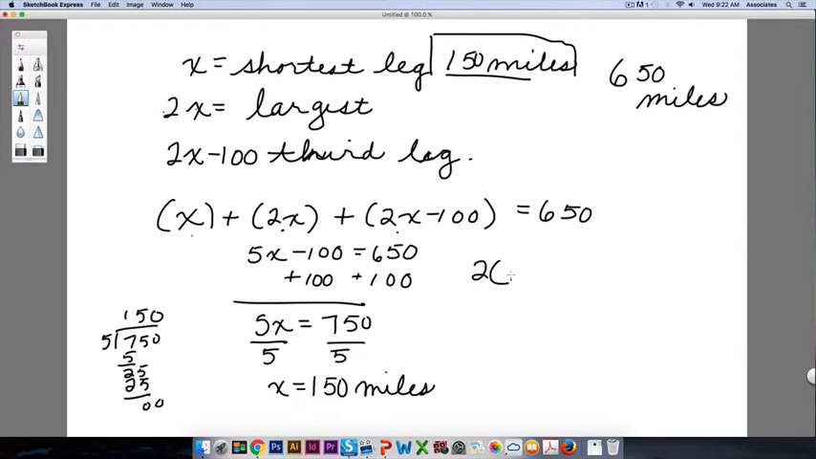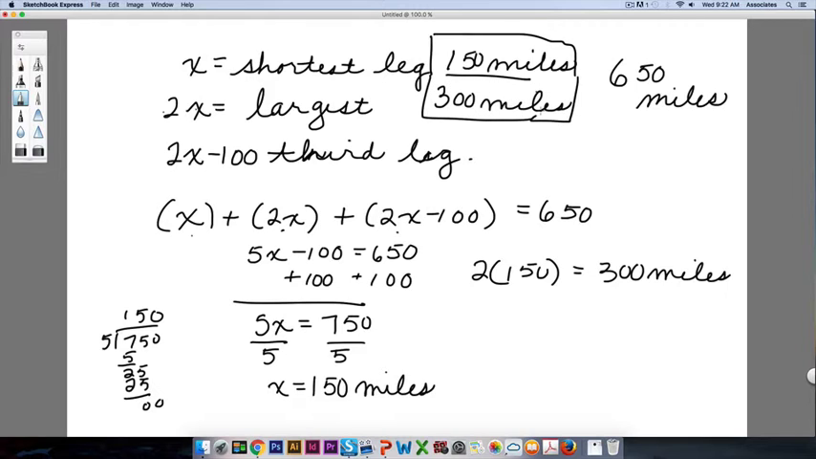Now the second one said it's 2 times x. Well, now I know x is 150. So 2 times 150 would be 300 miles. So this leg was 300 miles. Now the last leg was 2x minus 100. 2 times 150 is 300, minus 100 is 200. So this leg was 200 miles.